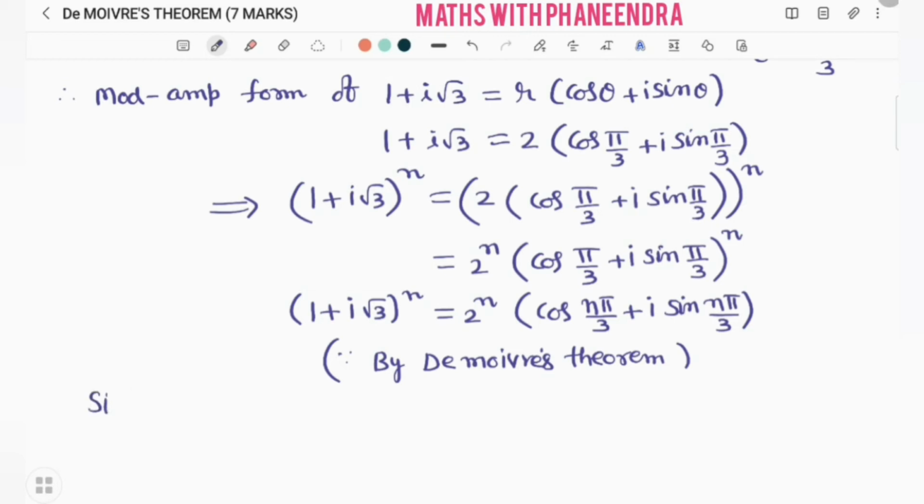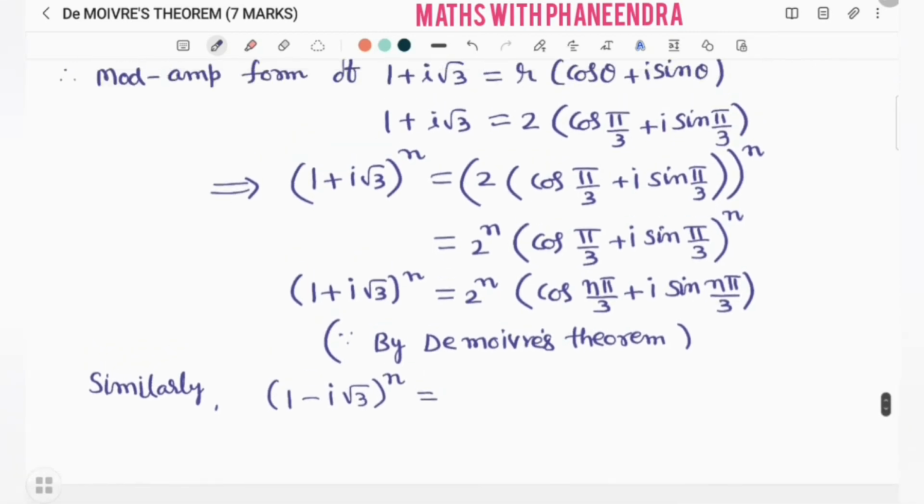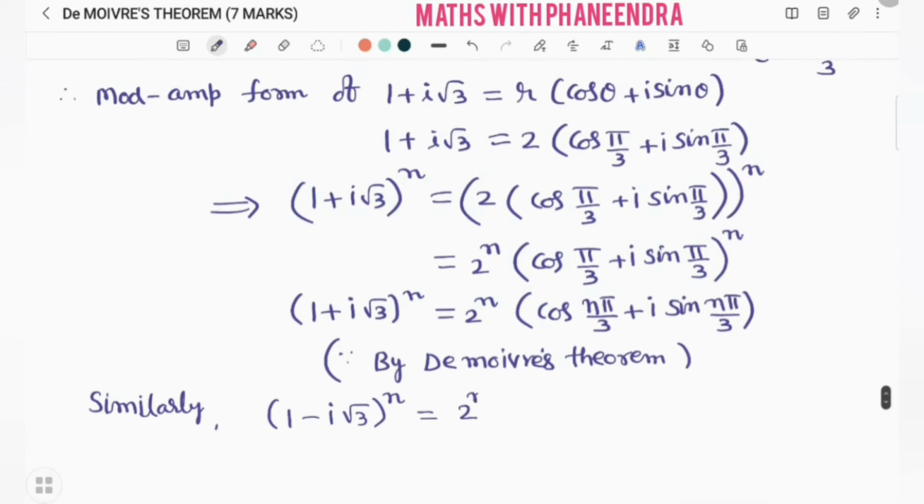Similarly, we can get 1 minus i root 3 whole power n is equal to 2 power n cos n pi by 3 minus i sin n pi by 3. I hope everyone understands, dear students.